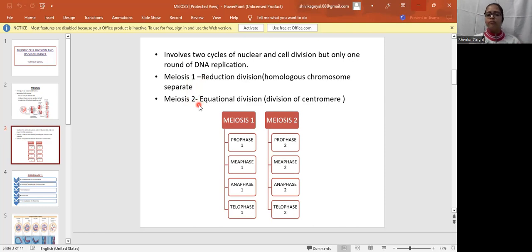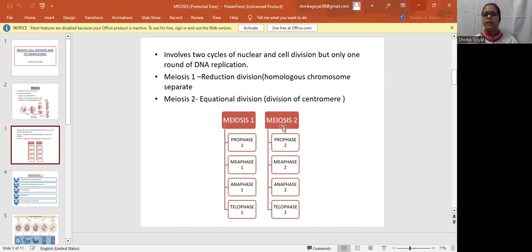For example, if I have 46 chromosomes in the starting, then after meiosis 1, I am going to have only 23 chromosomes in my daughter cells. But if I start with 23 chromosomes in meiosis 2, then at the end of meiosis 2 as well, I am going to have 23 chromosomes. So, chromosome number reduces in meiosis 1 but remains same in meiosis 2.